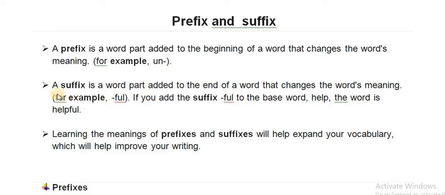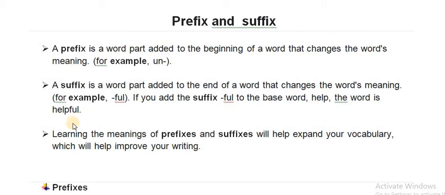Now we will learn the definition of a suffix. A suffix is a word part added to the end of a word that changes the word's meaning. For example, ful. If you add the suffix ful to the base word or root word help, the word is helpful. Like this you can add beauty plus ful, that is beautiful. If you add ful to beauty, it becomes beautiful.